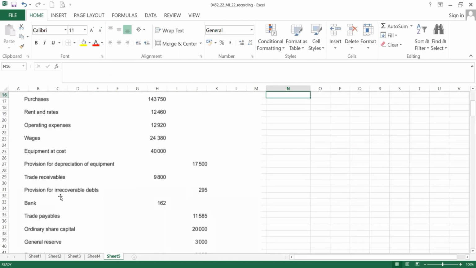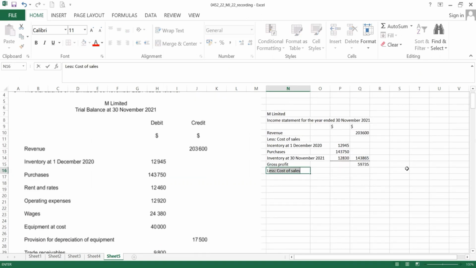Is there any other income? This question doesn't have other income. So we less expenses. What are the expenses that we have? We have rent and rates. Just put in the amount first, later we will adjust if there is any adjustment: 12,460. And then operating expenses is 12,920. Wages is 24,380. And then for equipment, we have depreciation.